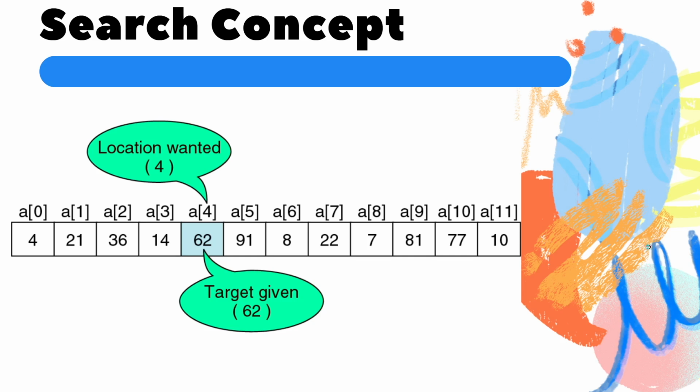You are given an array. In this example, as you see, you have 12 elements starting from a of 0 to a of 11, and we are supposed to find the target element, which is 62 in our case. In order to do searching, we attempt to find whether 62 is present in this array. If it is present, then we will be reporting its location. In this case, it is 4. If we have more than one occurrence of 62 in this array, we will be reporting its first occurrence as the output or the result of searching.